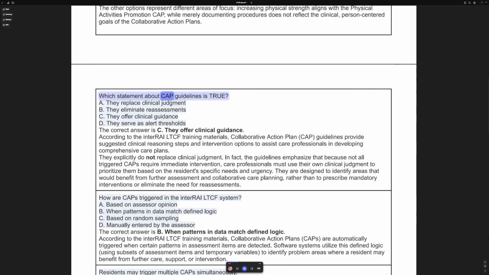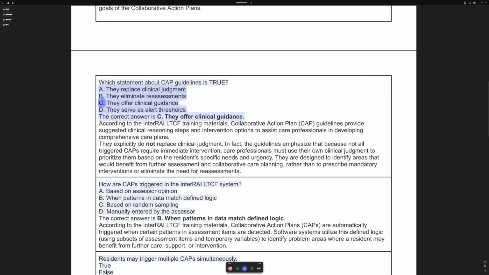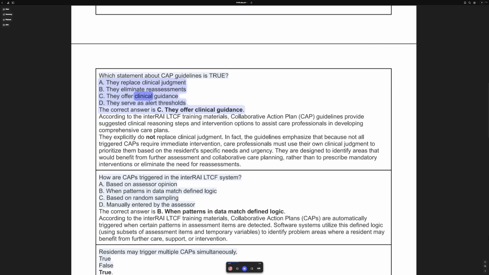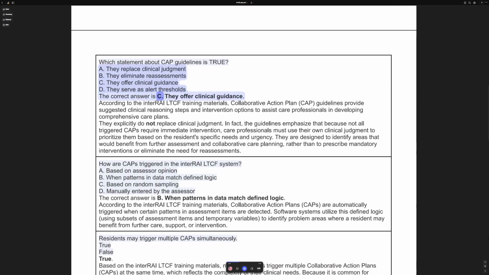Which statement about CAP guidelines is true? A. They replace clinical judgment. B. They eliminate reassessments. C. They offer clinical guidance. D. They serve as alert thresholds. The correct answer is C.